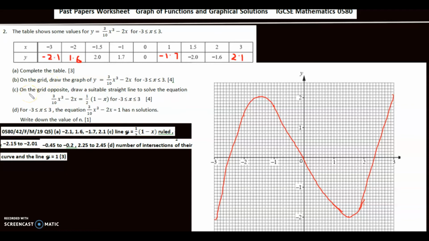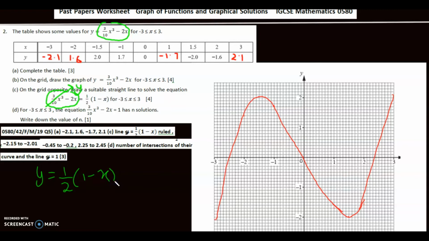Part C, on the grid opposite, draw a suitable line to solve this equation. Now we need to draw a line to solve this equation. Okay, so again, notice that the left hand side here, 3 upon 10 x cubed minus 2x, is the same as y, which means this can be replaced with y. So now the equation is y equals half 1 minus x, and we need to plot this line.